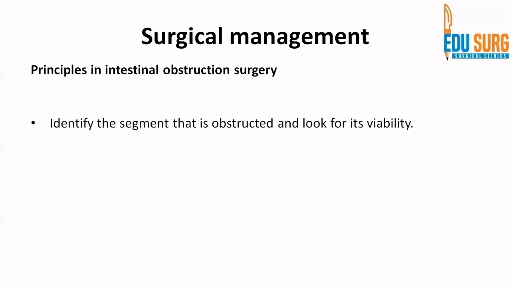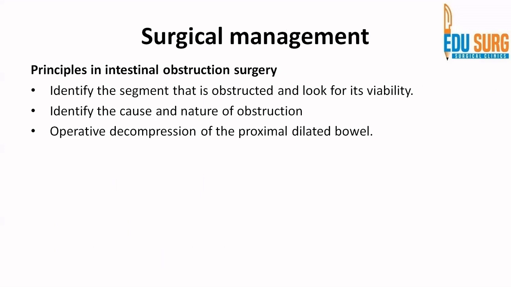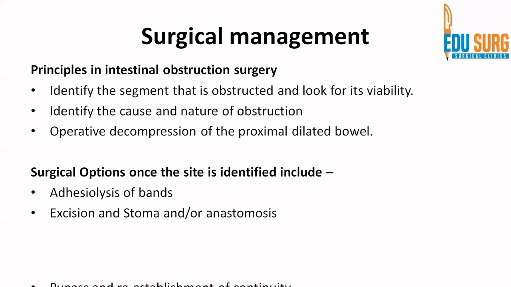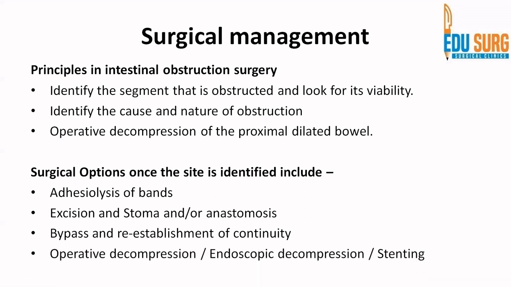Coming to surgical management, the important principles are you look at the segment that is obstructed, look for its viability, look for the passability of the obstruction, identify the cause and nature of obstruction. You may need to do an operative decompression and suctioning of the proximal dilated bowel. Once this is done, your surgical options can be a laparoscopic or open adhesiolysis, or an excision of that part of the bowel, followed by a diversion stoma if the patient is not stable, or do an anastomosis, or you can do a bypass with a side to side anastomosis.